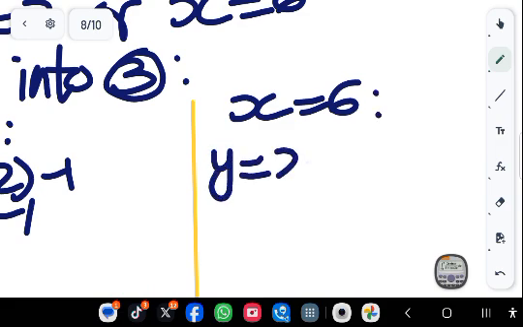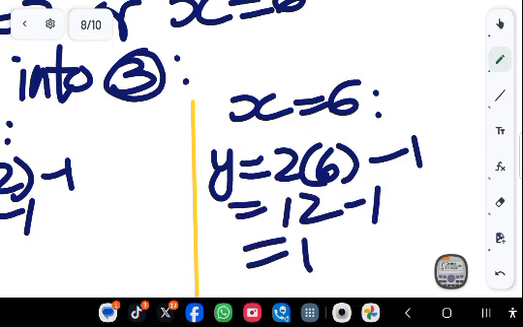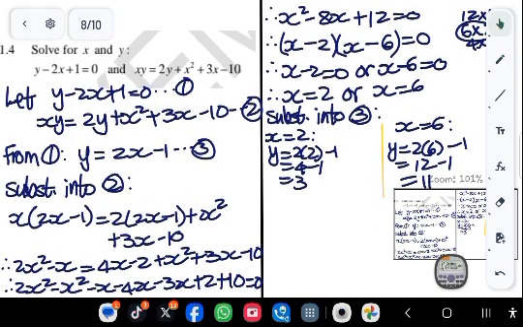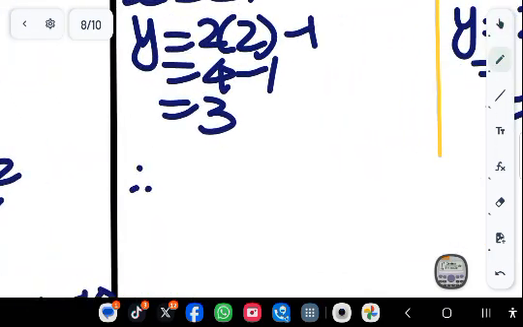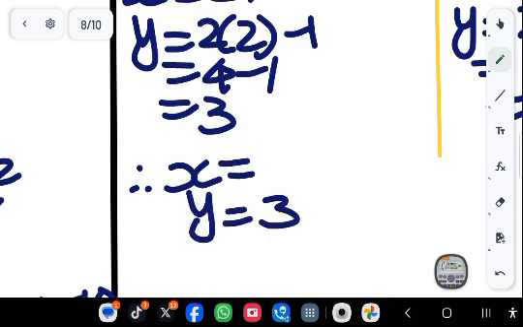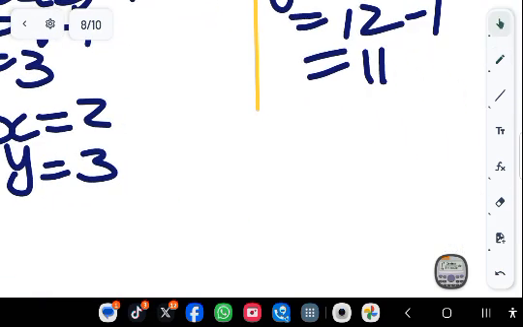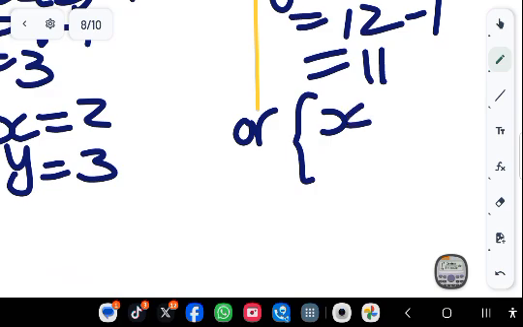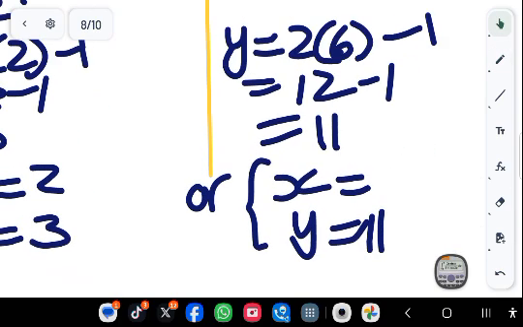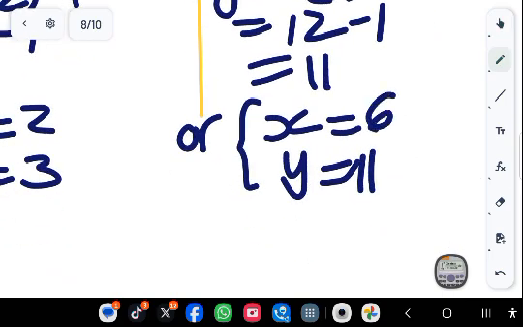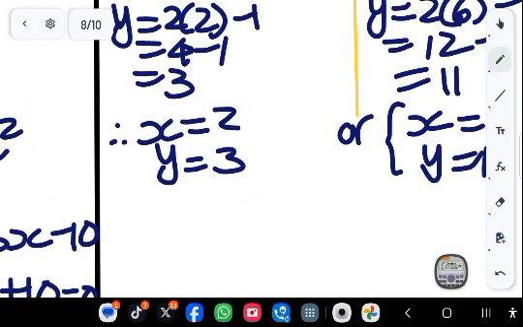Alright, y will be equal to 2 times 6 minus 1, which is 12 minus 1, which is 11. Therefore, x equals 2 and y equals 3, or x equals 6 and y equals 11. You can check. How do you check?